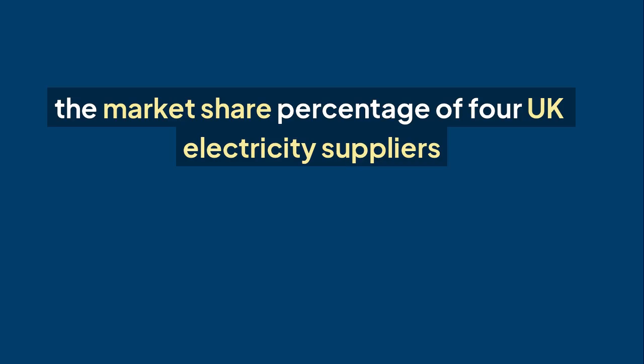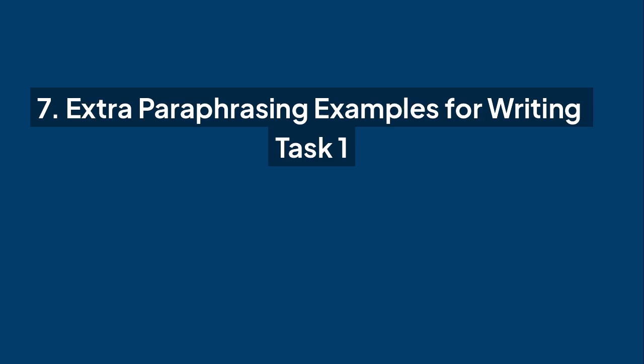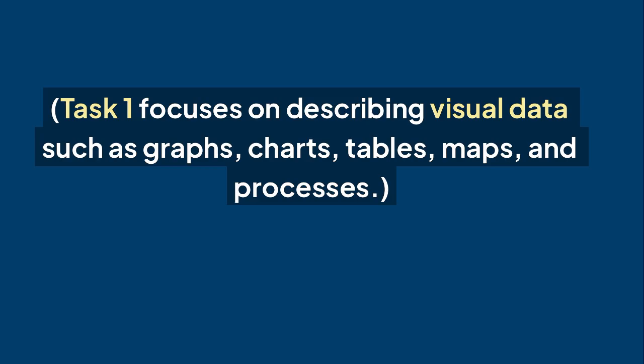The market share percentage of 4 UK electricity suppliers equals the proportion of the UK electricity market supplied by 4 companies. 7. Extra paraphrasing examples for writing Task 1. Task 1 focuses on describing visual data such as graphs, charts, tables, maps, and processes.